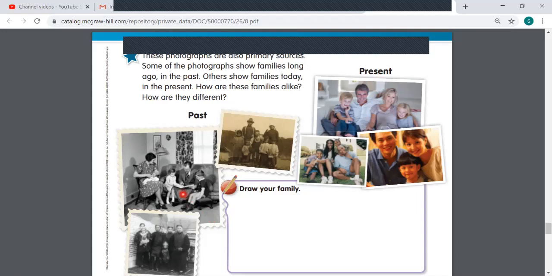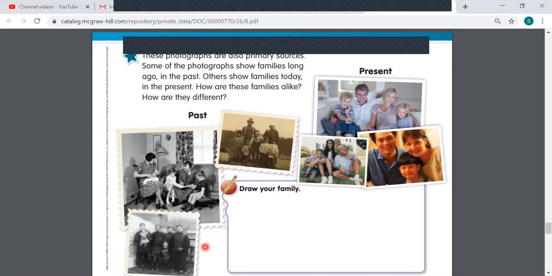All right, let's see. It looks like these families were bigger than these families. See, if you count the number of people in them, the present has smaller families than the past. There might still be some families in the present with larger families, but there were probably more larger families in the past than there are now.